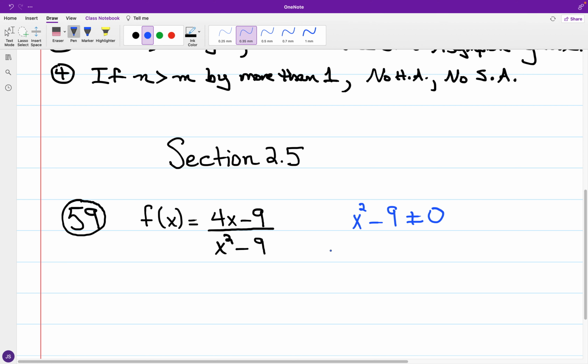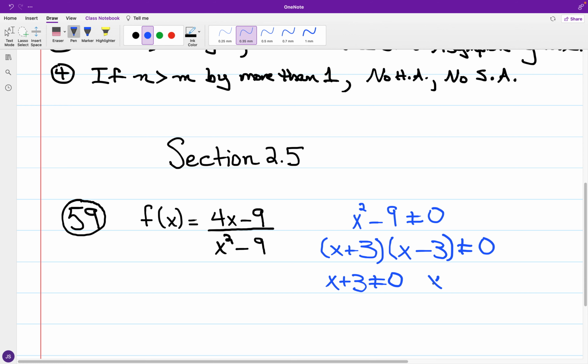The denominator is going to be a difference of squares. So you have the quantity of x plus 3 times the quantity of x minus 3 cannot be equal to 0. And for the factors here, we have x plus 3 cannot be 0, and we have that x minus 3 cannot be 0.